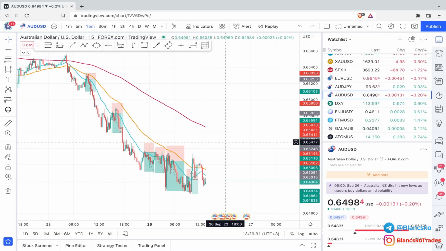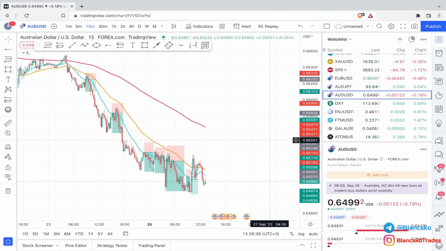But overall, if you use proper risk management and you stick to the rules I mentioned, you could make some decent profits with the strategy. But please, please, please go and backtest it before using it, okay?